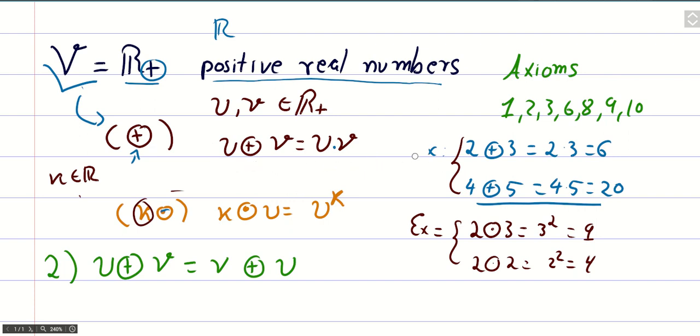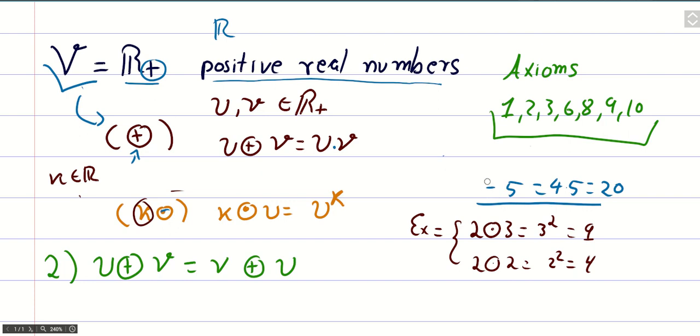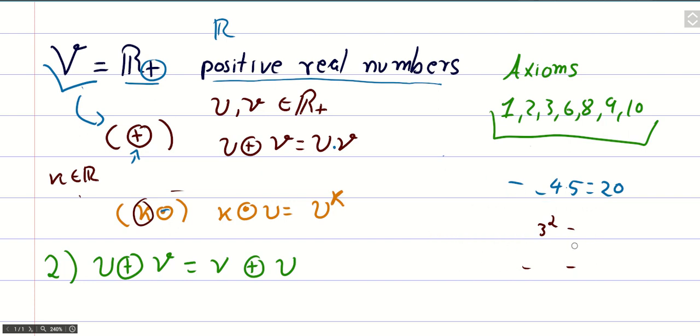So we need to prove that this space with these operations satisfies the following axioms of a vector space. Okay, so two of them we can already prove just by the definition that we got here. So let me show you.